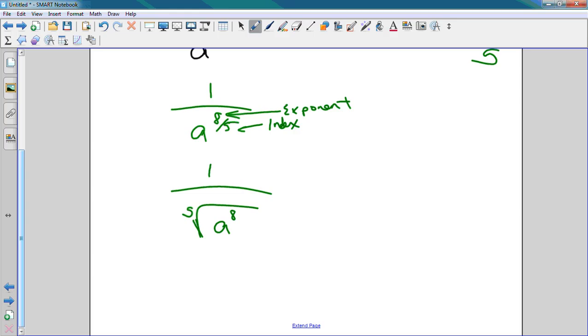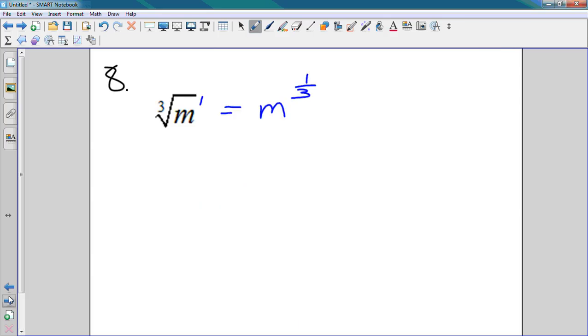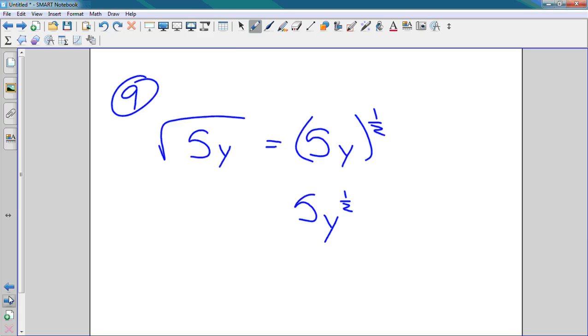Okay, let's do another one. This one's easy, I did that one for you. Okay, the cube root of m is just m to the 1/3. That's number 8. Okay, I'll do this one for you.